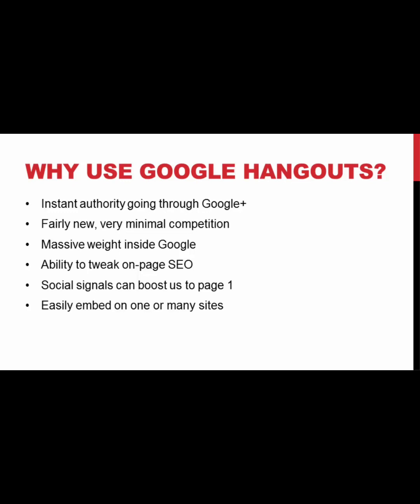We can use different social signals to boost to page one in no time, like Fiverr, which I'll go through here in just a little bit. Of course, we have the opportunity to go viral by being embedded on one or many different sites with our unique link. And of course, we have the ability to tweak our on-page SEO once we are finished.